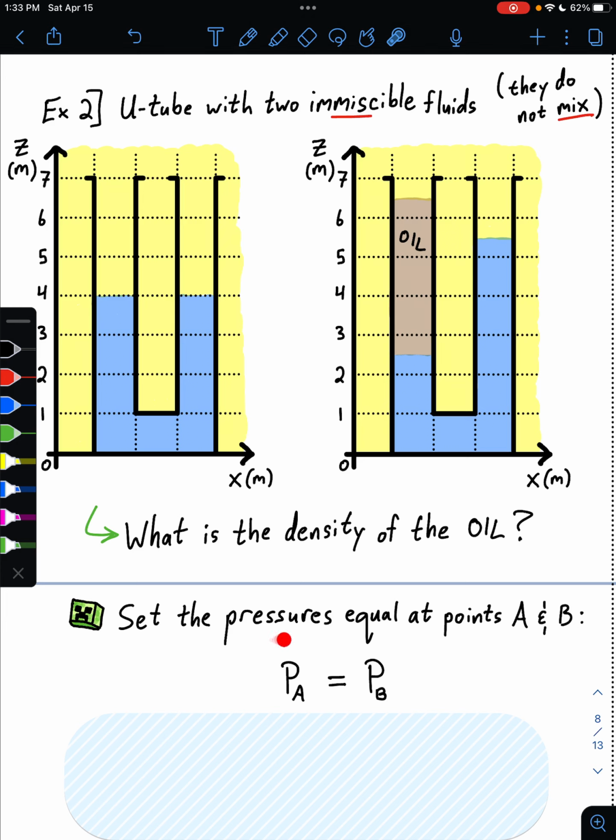The principle you'll be using is the idea that pressures are equal at all points on a horizontal line in any fluid. So if we draw in the horizontal line there, dividing the two fluids, the strategy will be to set the pressure here at point A, just underneath the column of oil, equal to the pressure over here at point B in the water. So pause the video now, set those pressures equal using hydrostatics equations you know, and see if you can determine the density of the oil.